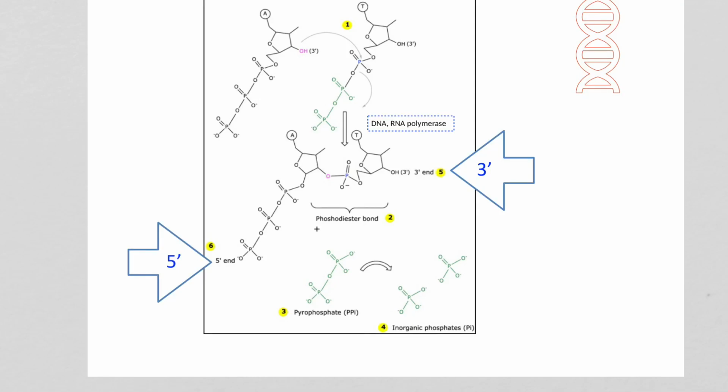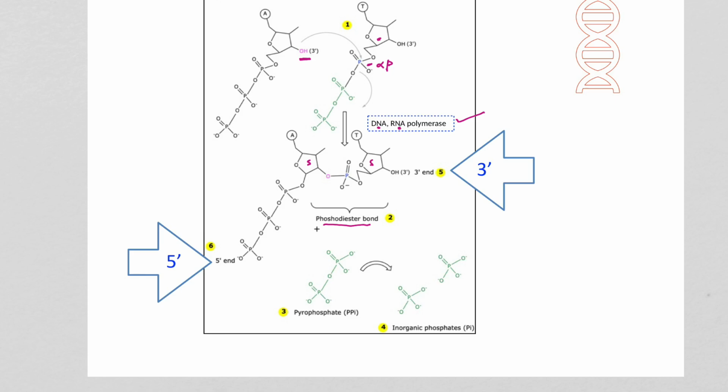So this reaction between the 3' hydroxyl group of one nucleotide attacking what we call the alpha phosphorus, the phosphorus nearest the sugar of a second nucleotide, links the two nucleotides through their sugars via a phosphodiester bond. This is the reaction that we see when we synthesize DNA, carried out by DNA polymerase, or when we synthesize RNA, carried out by the enzyme RNA polymerase.